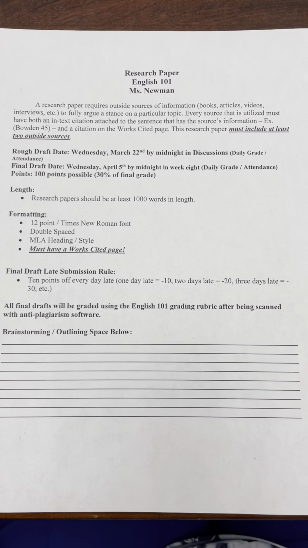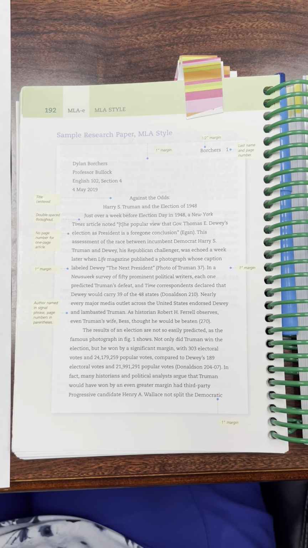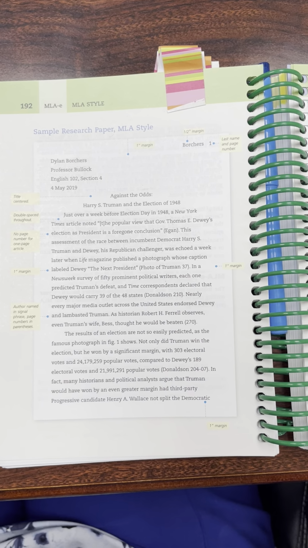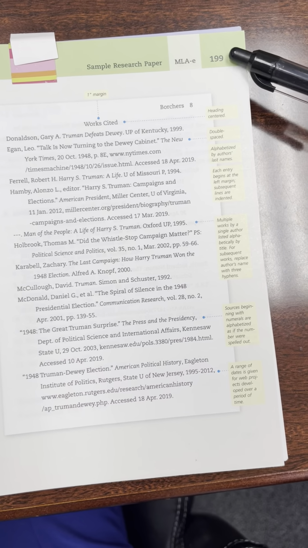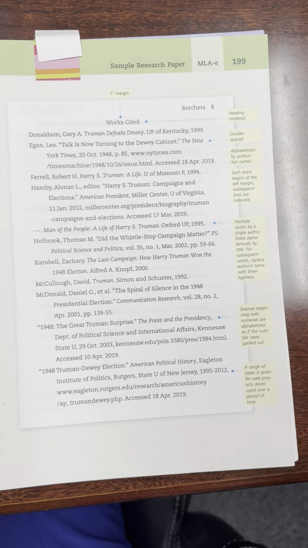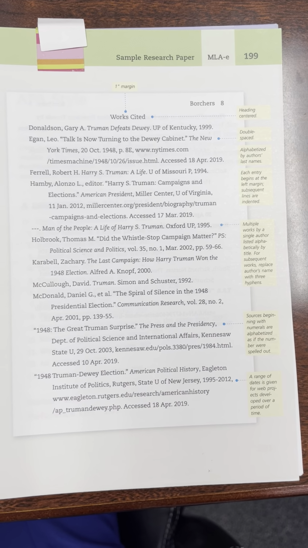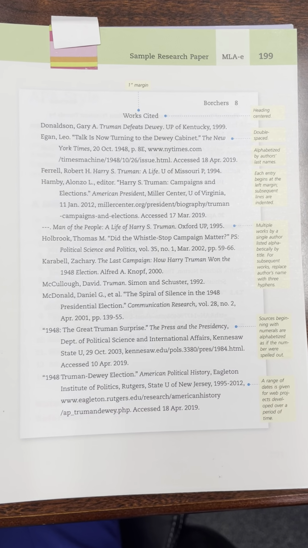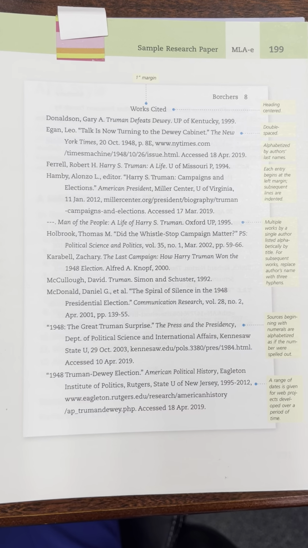A really good example in your textbook, of course, we've got the MLA example on page 192 for you to use for the heading and all that you did the first paper, but the best example for works cited pages would be page 199 in your textbook. Notice the citations are double spaced. The title Works Cited is at the top and centered. Also, notice they're in alphabetical order. That's really important for this assignment as well.